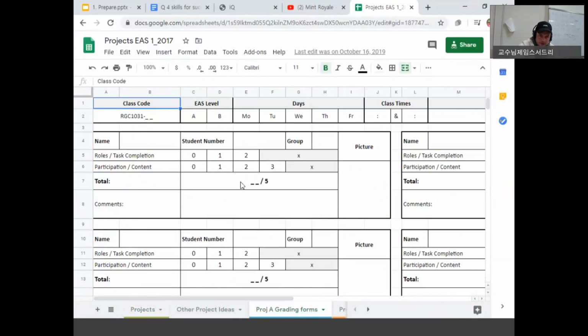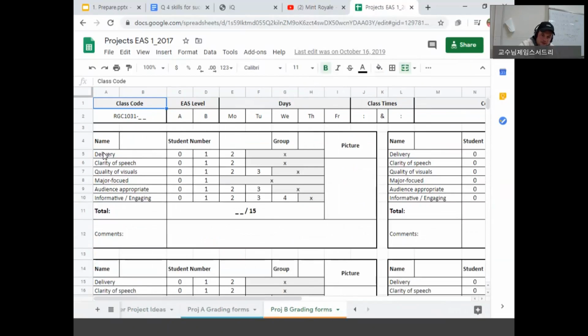So if you can see here, here's the grading form for project A. Are you doing it, is the task complete? Is there participation? Okay. And here is part B: delivery, clarity of speech, quality of visuals, major focused. It's not spelt right, but you know what I mean. Audience appropriate, informative, and engaging.